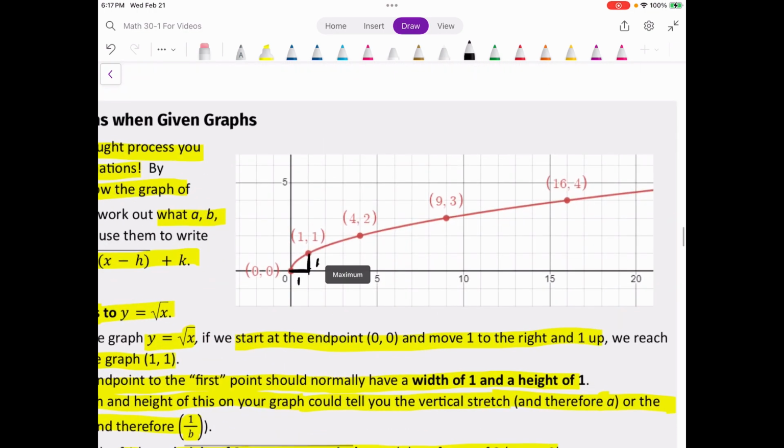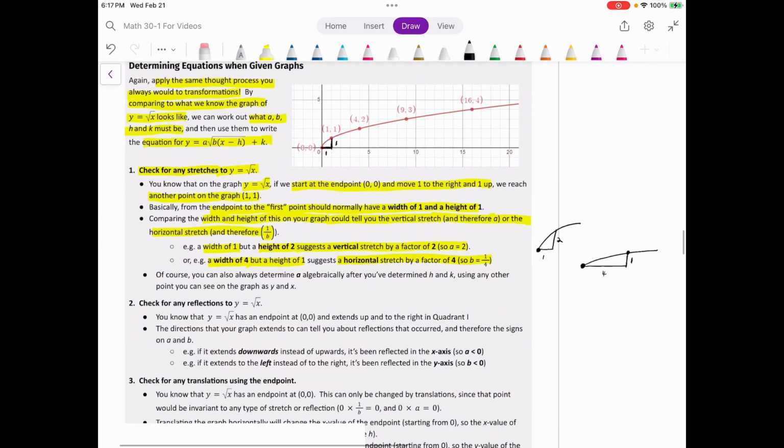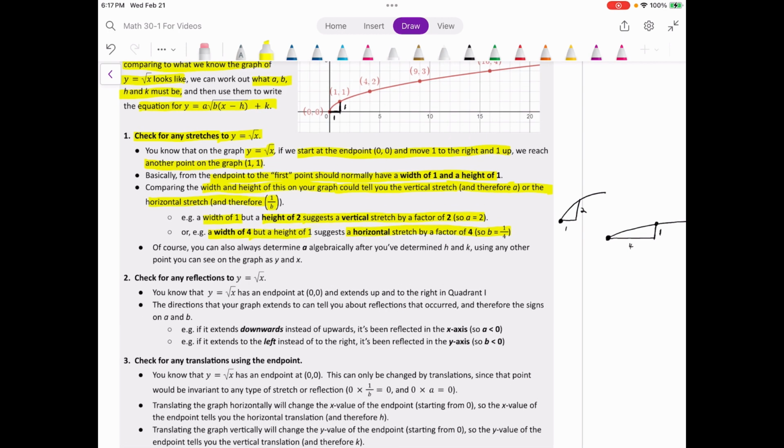On an unstretched y equals root x, it's 1 wide, 1 high from the end point to that first point. Now, this is a great strategy, but you can also algebraically determine A after you've determined your h and k using any other point you can see on the graph as y and x, like we did with polynomial functions and stuff like that.